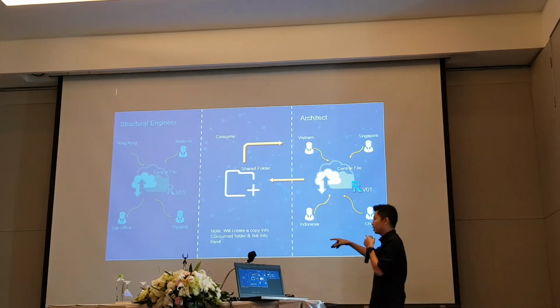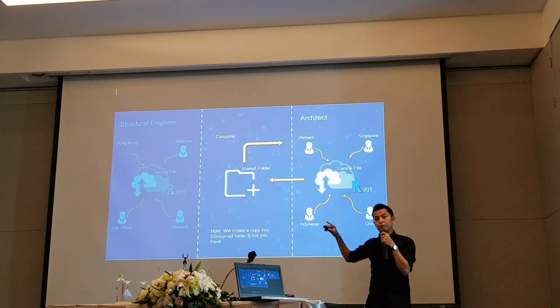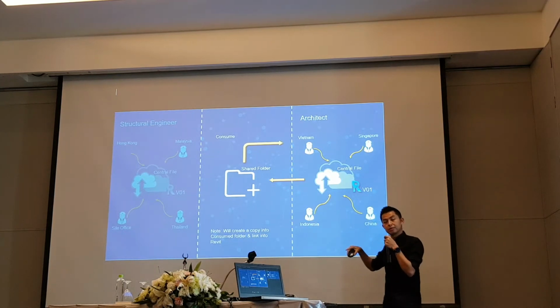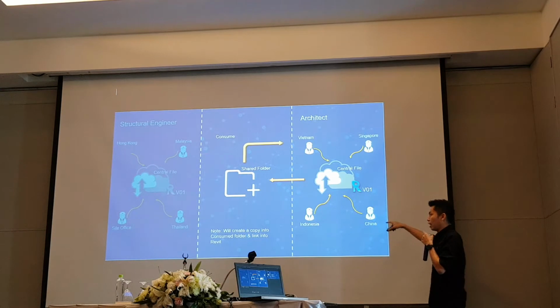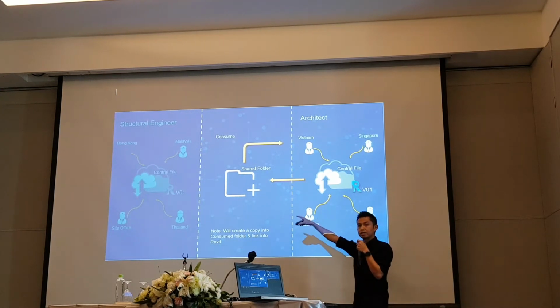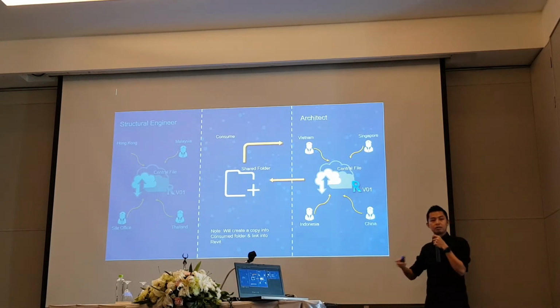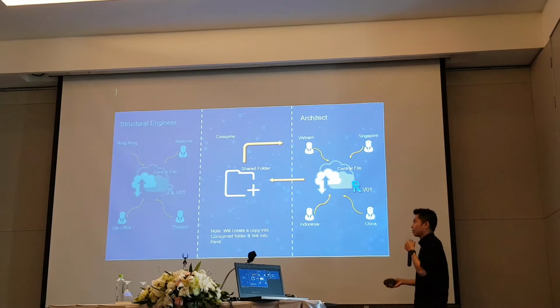Now, once they click on that, it will create a copy into a folder called consume folder in the architectural space. Okay? Now, as usual, the architect will go into BIM 360 Docs, link the structure model into their Revit, and continue their work. Right? This is what we are doing normally.